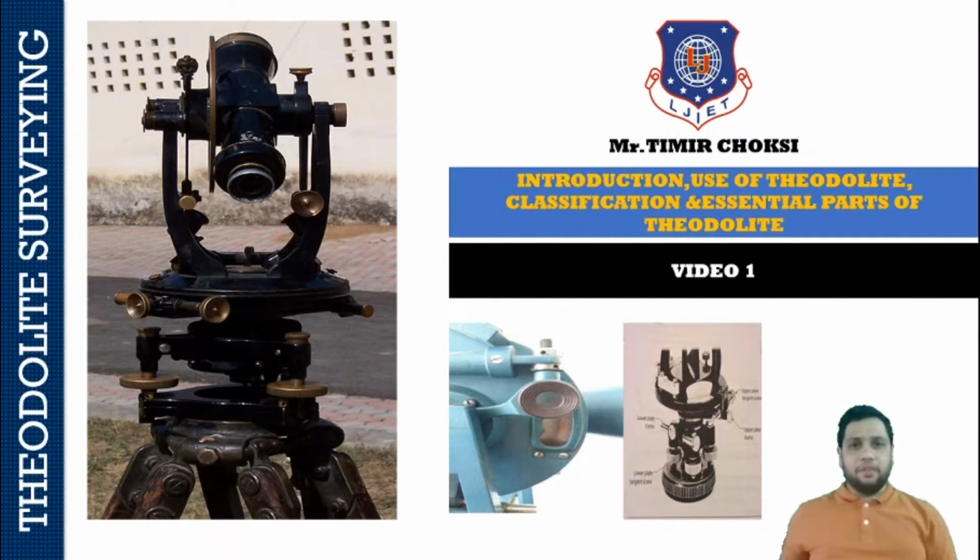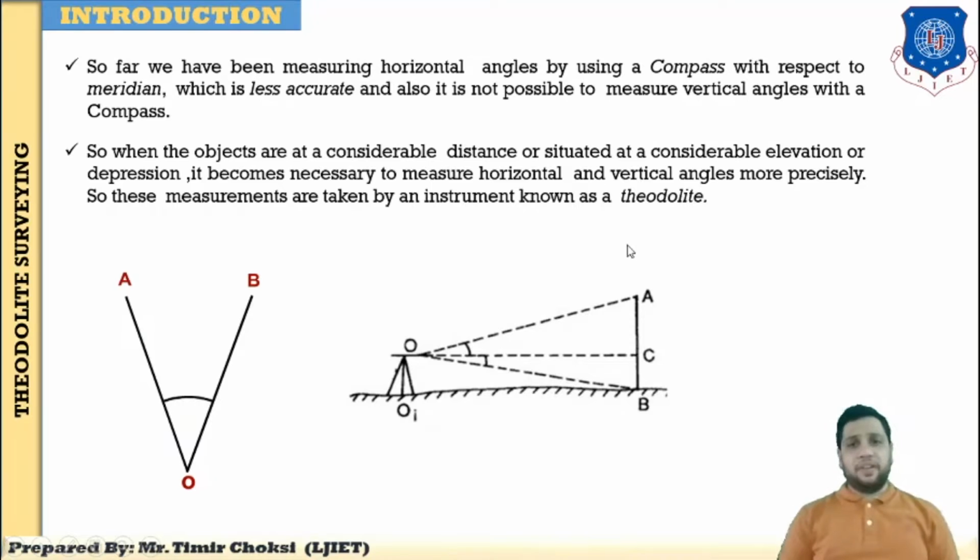First, going further, you know the different types of survey you already studied in BCE, basic civil engineering, like compass survey, chain survey, tape survey. In a compass survey, you measure the horizontal angle with respect to the meridian, which is less accurate, and it is also not possible to measure the vertical angle with the compass. So this is a disadvantage or limitation of the compass.